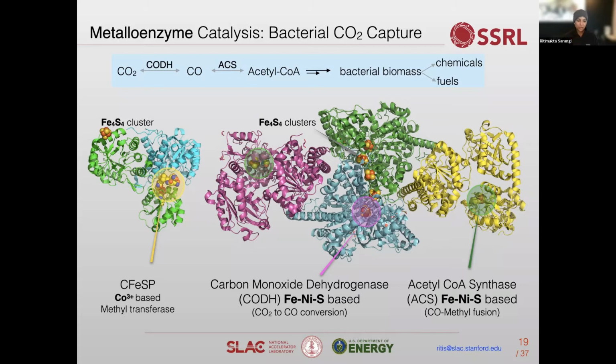There are 3 metalloenzymes. One is here, which is the CFeSP protein. It's a methyltransferase, and I'll come to that. Then there's a CODH enzyme in the middle, which converts CO2 to CO. And then there's this other enzyme which takes this CO and converts that to acetyl-CoA. And that's why it's called acetyl-CoA synthase. Essentially, what happens at this active site of acetyl-CoA synthase is that one CO molecule comes in, a methyl group is transferred from the CFeSP protein here, and they are fused to form acetyl-CoA.